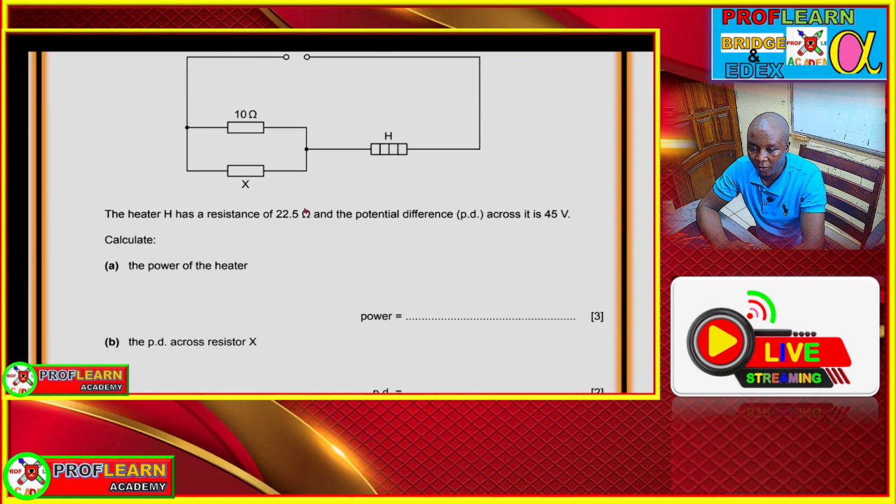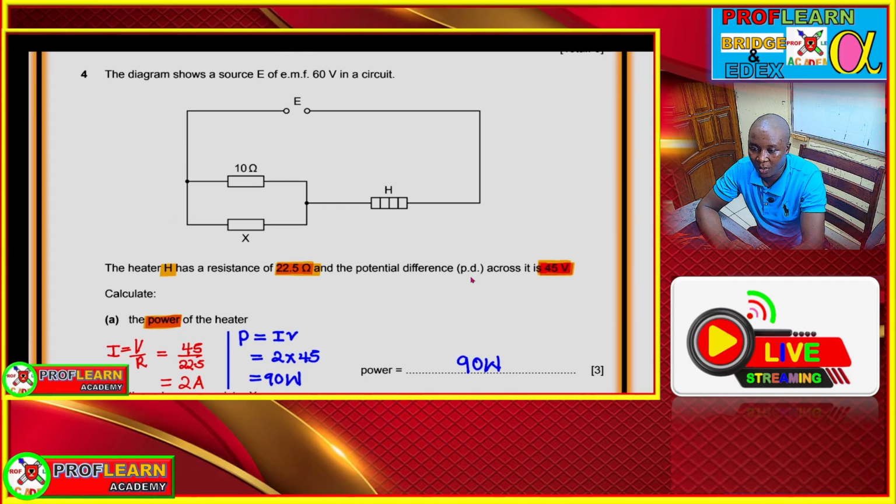Moving to question number 4, you have that circuit there. You're supposed to work out the power of the heater, and we are told that the potential difference across the heater is 45 volts. But also you need to remember that power is... first we have to work out the current from voltage over resistance so that we know what current was in the heater, and that's going to give us 2 amperes. Once we have the current, we can say power is equal to IV, which is going to be 2 times 45, and that's going to be 90 watts as the power of this heater that we have here.